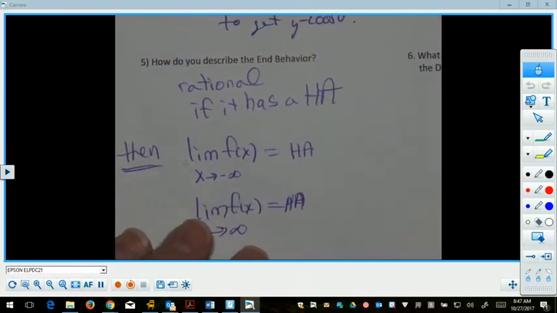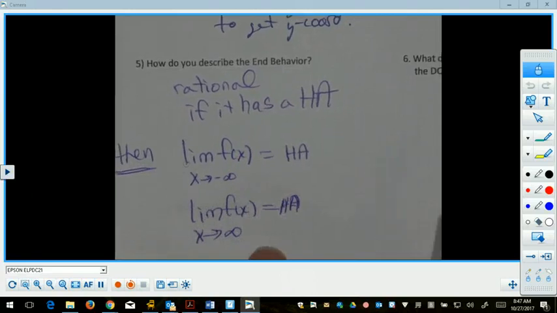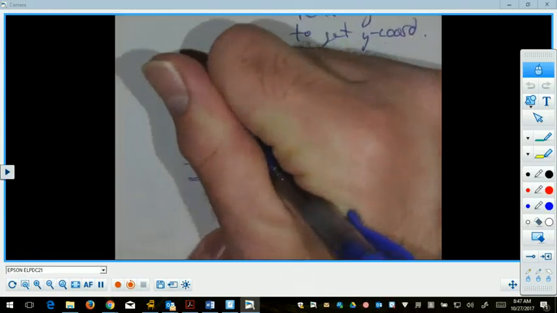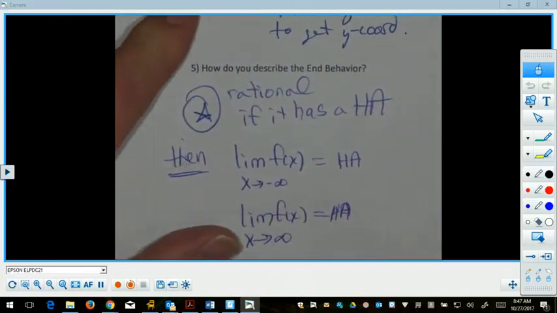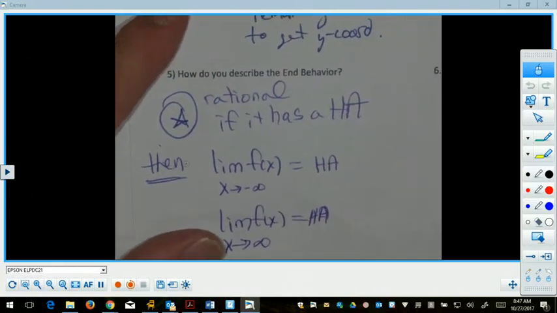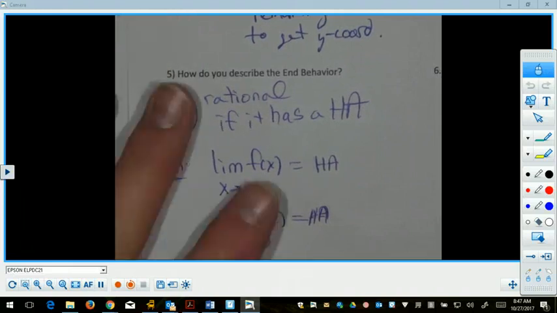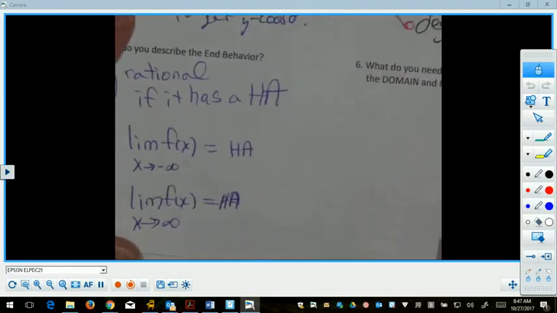So it's not shooting up infinitely or down infinitely. It's approaching the horizontal asymptote. And that's something that we haven't seen before that's unique for rational functions. Not just rational functions, it'll come into some other functions, but from what we've looked at so far, it's unique.